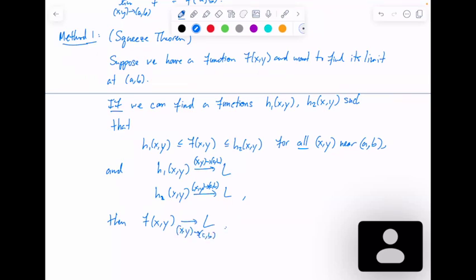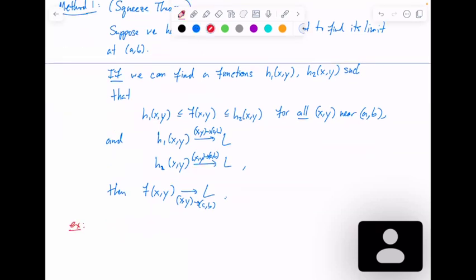Let me remind you, in case you forgot, we had an example of this in one variable. The question is, does the limit as x goes to 0 of x squared sine of 1 over x exist?